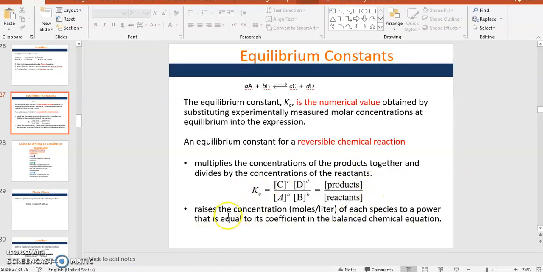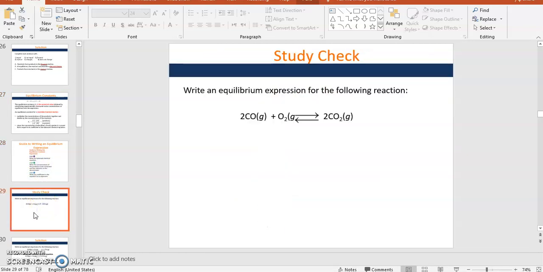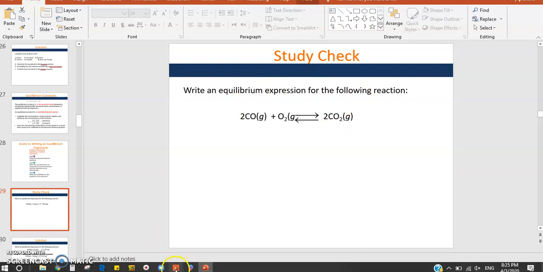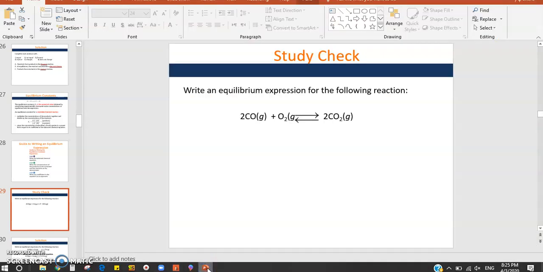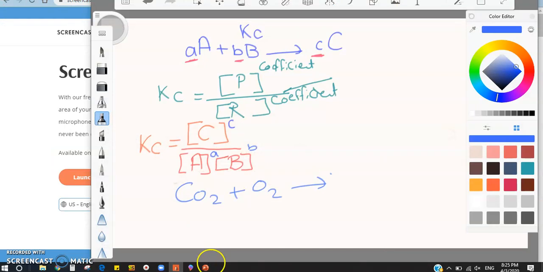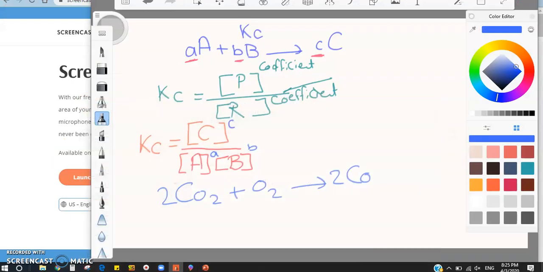So here you can see this is the formula. Let's try to write the equilibrium constant for this equation. Can you pause the video and try to write it and then see the answer? So 2CO2 plus O2 gives 2CO.